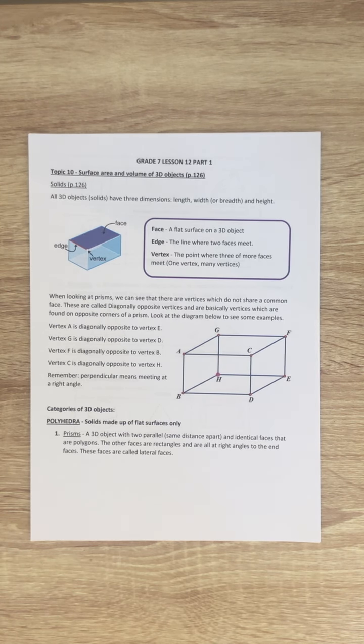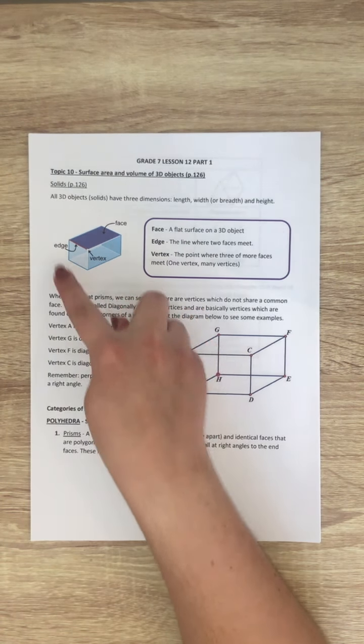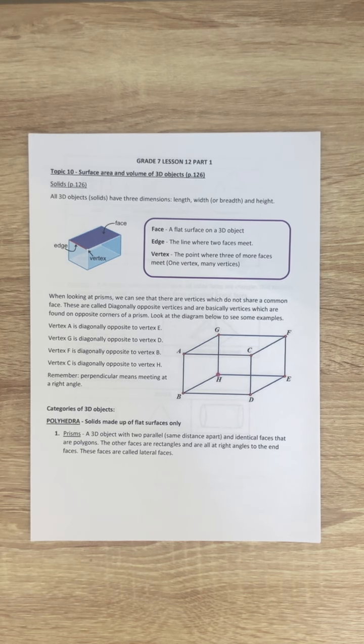So as you know, all 3D objects or solids have 3 dimensions. We work with length, with width, which is the same as saying breadth, and then height. So those are the 3 main dimensions that any 3D object has. Then if you look at the diagram of this 3D object or the solid, we deal with 3 aspects or components of a 3D object. This is an edge, a face, and a vertex.